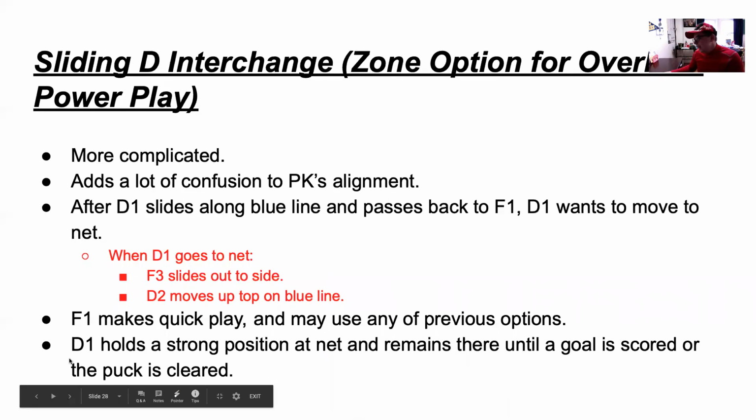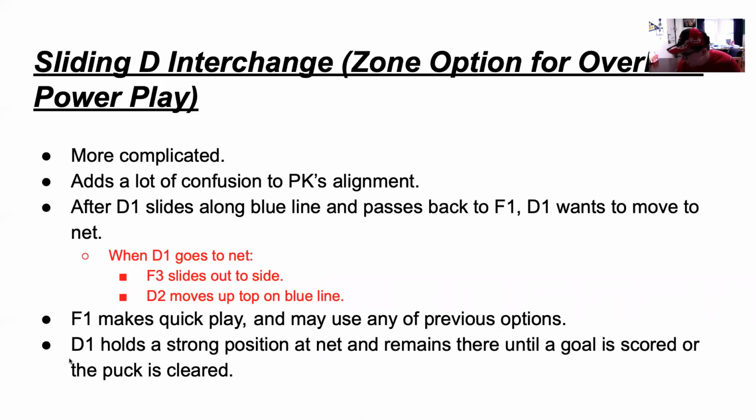And then we have the sliding D interchange. This is really more complicated because it adds a lot of confusion to the penalty killers' alignment. It's really complicated, and if we have a smart penalty killing team, this is not going to work too well. It also requires a lot of skill.